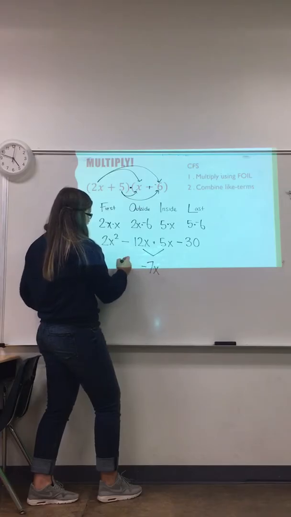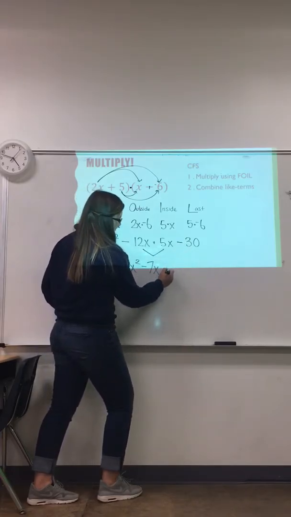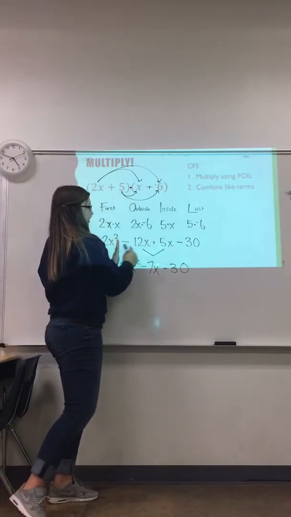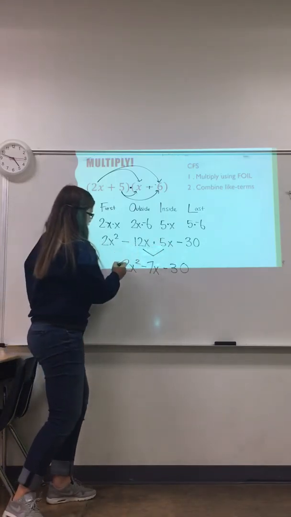And I'm just going to bring everything else down. 2x squared, and then the -30. The only thing we did for that last step was combine the -12 and the 5 to get the -7. And I'm done. I've FOILed this out.